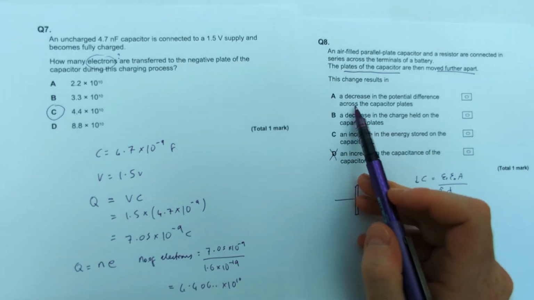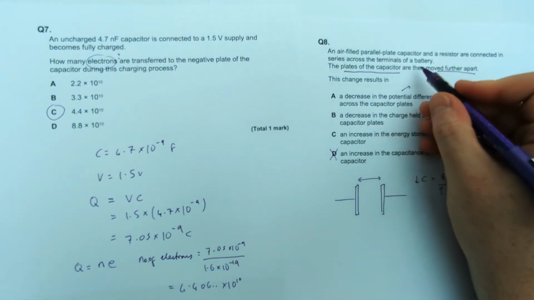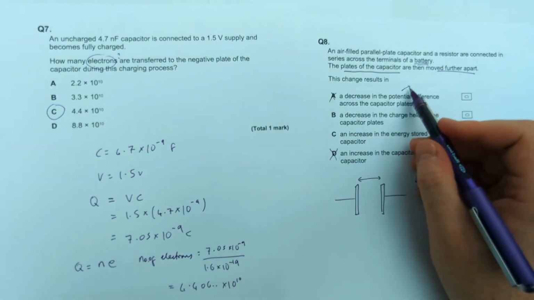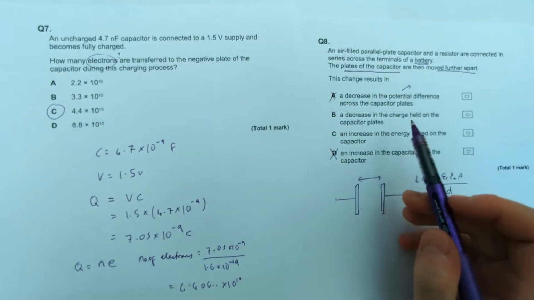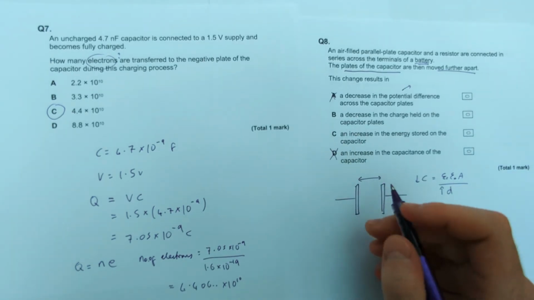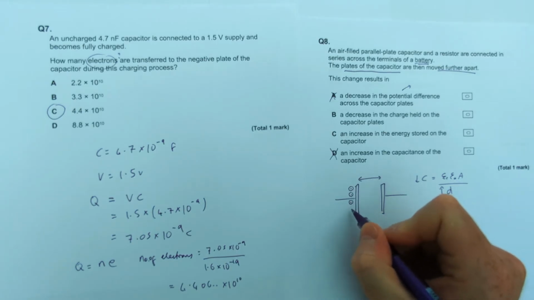A decrease in potential difference across the plates, it's still connected to the battery. So if it's still connected to the battery, this one can't be the case. The voltage is going to stay the same regardless of the plates across the capacitor. Then we've got energy stored and we've got charge. Okay, so I'm going to talk about charge. When you've got a capacitor, the charge builds up on one plate in a negative.